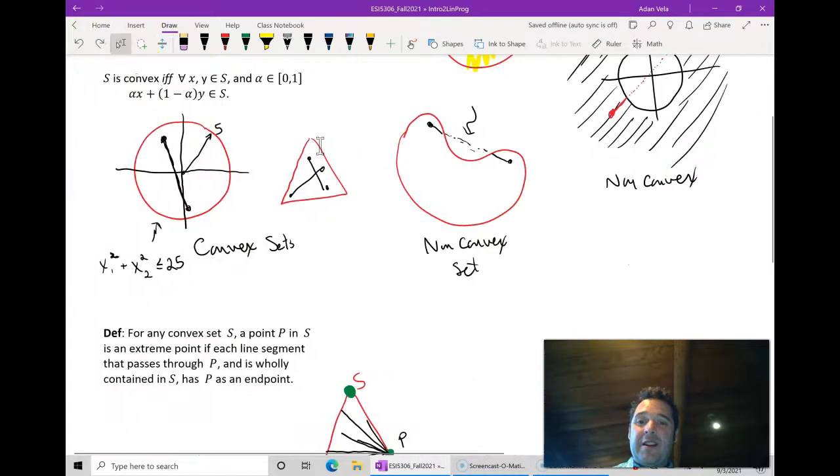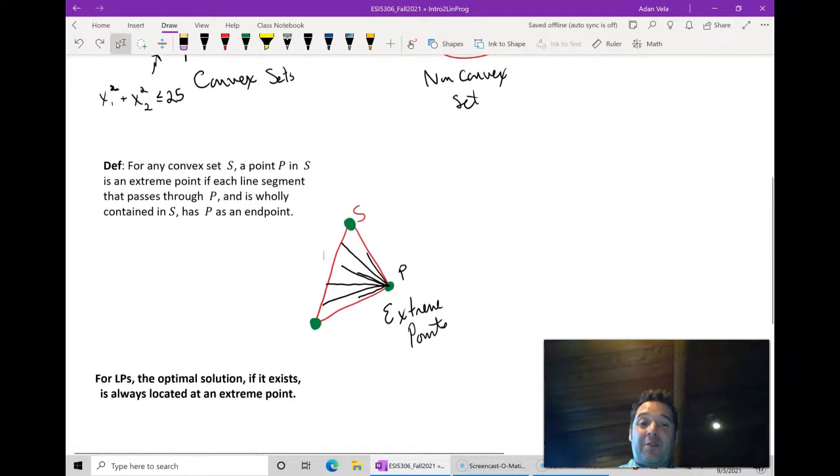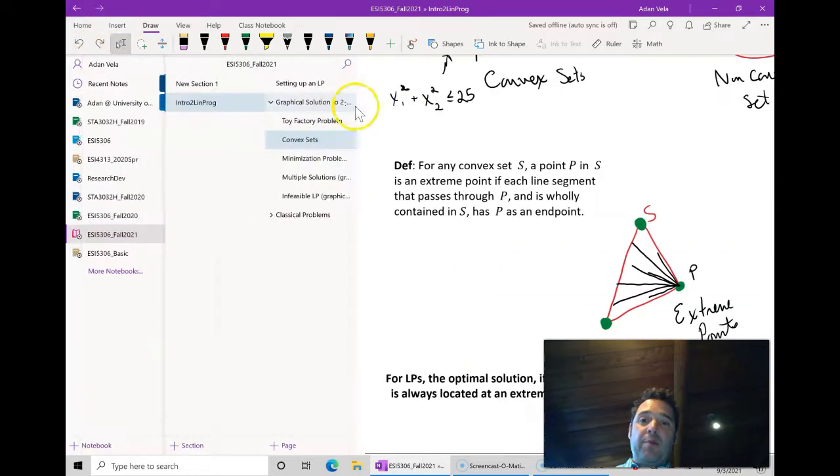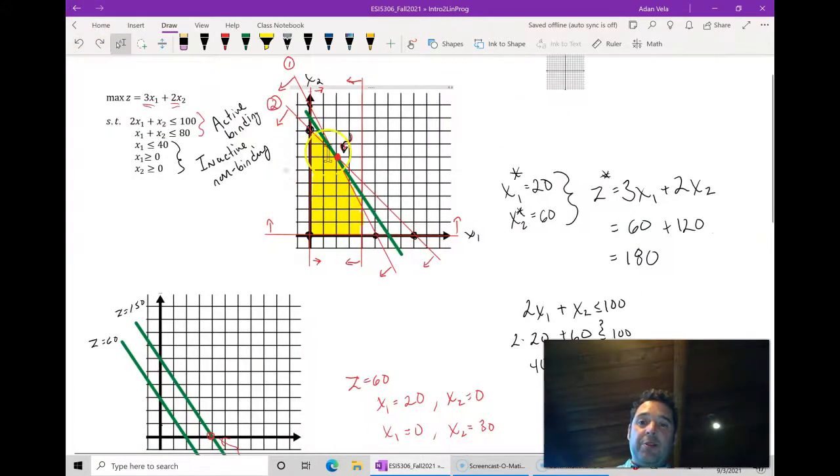And in fact, this is the great thing about convex sets when we have a linear program: for these linear programs, the optimal solution, if one exists, is always located at an extreme point. Okay, and we're going to use this as part of the simplex method, because effectively what the simplex method is going to do is hop around all these extreme points to try to find the optimal solution.